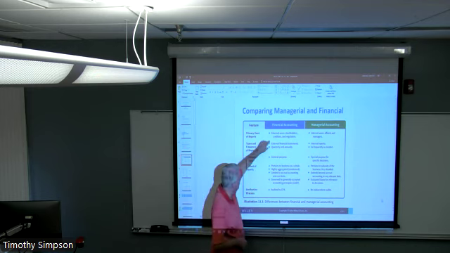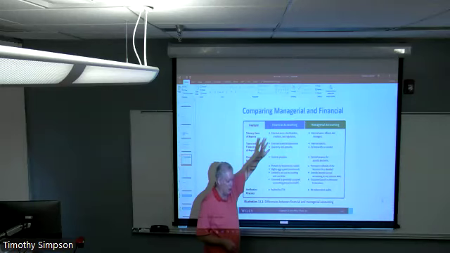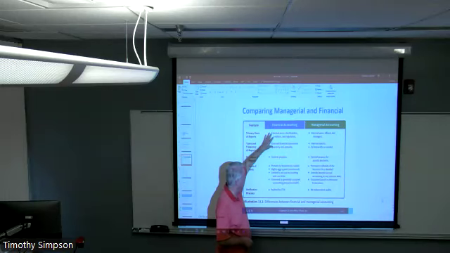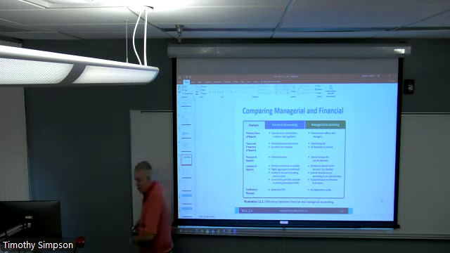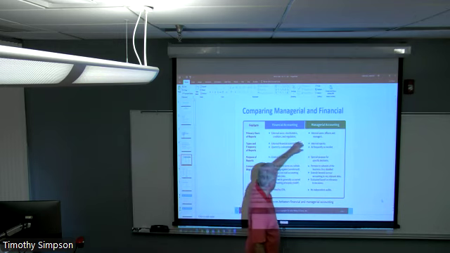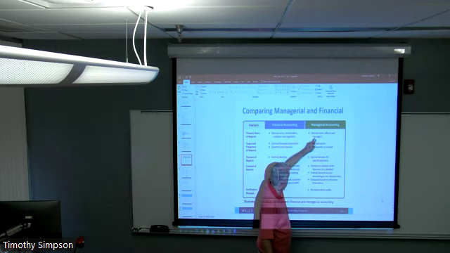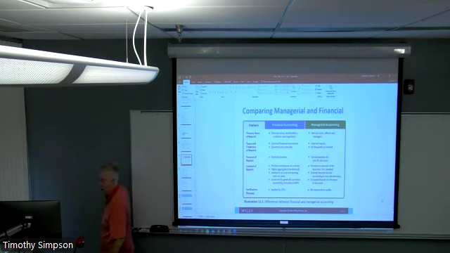Number one, financial deals with reporting to external users. We've talked a lot about in chapter 10, shareholders, regulators, investors, lenders, would-be investors, including companies that buy large positions in public companies, that is companies whose stocks trade publicly, pension funds, mutual funds, etc. Managerial accounting, though, reports to internal users, officers and managers. That's why it's called managerial. It's really for management use.